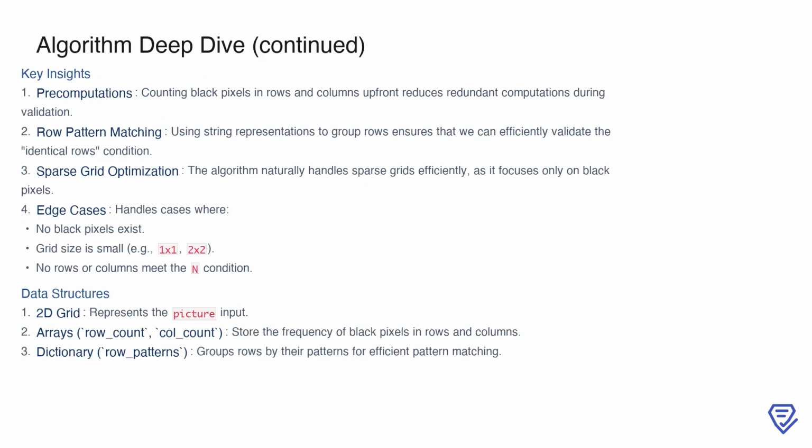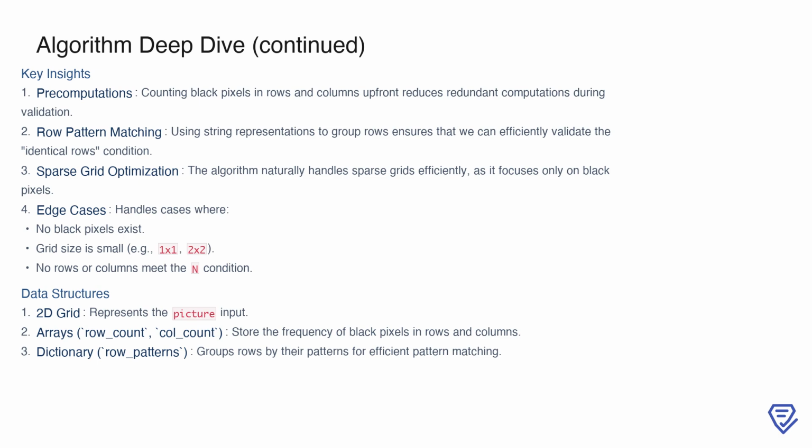Several key insights make this algorithm efficient and effective. First, pre-computing the counts of black pixels in rows and columns eliminates redundant computations during validation. Second, using string representations to group rows simplifies the process of verifying identical row configurations. Third, the algorithm is naturally optimized for sparse grids, as it focuses only on black pixels, ignoring white ones. It's also robust enough to handle edge cases, such as grids with no black pixels, small grid sizes like 1x1 or 2x2, and scenarios where no rows or columns meet the n condition.